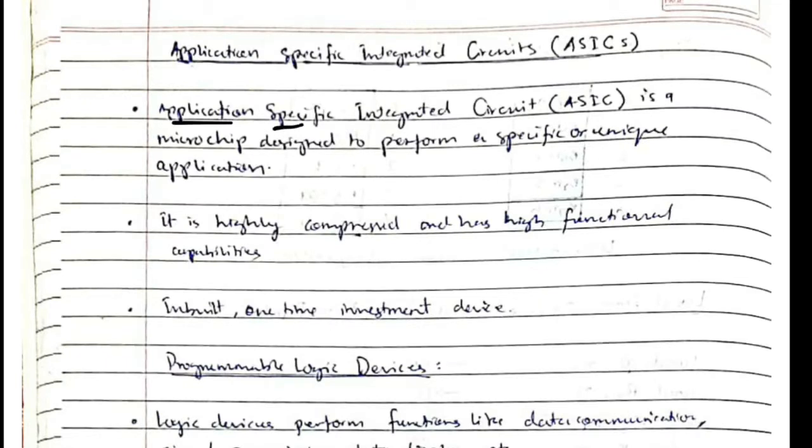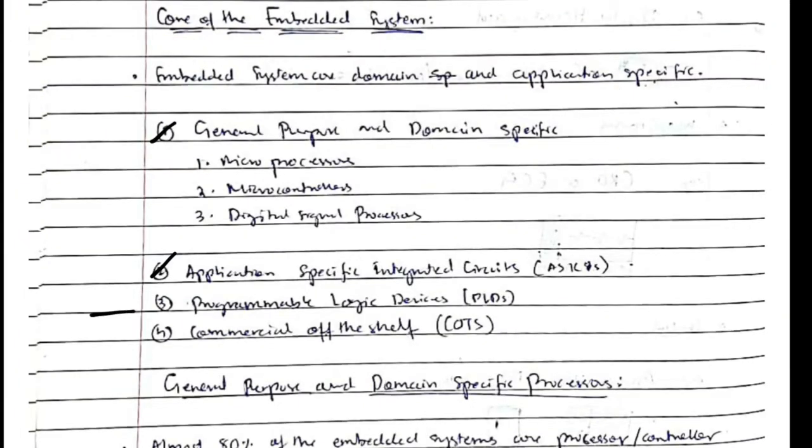Application specific, by the name only you can understand that it's designed for a specific or unique application. It's very time consuming to design, it's very hard, and it's costly also. It has highly compressed and highly functional capabilities, and it's inbuilt, it can't be edited. These two are done. Let's move on to the third one, which is programmable logic devices.